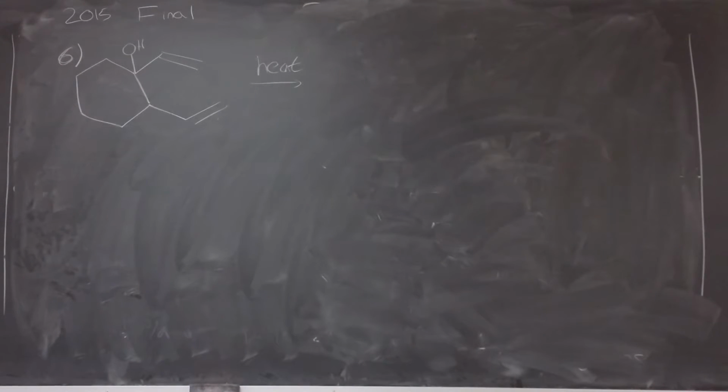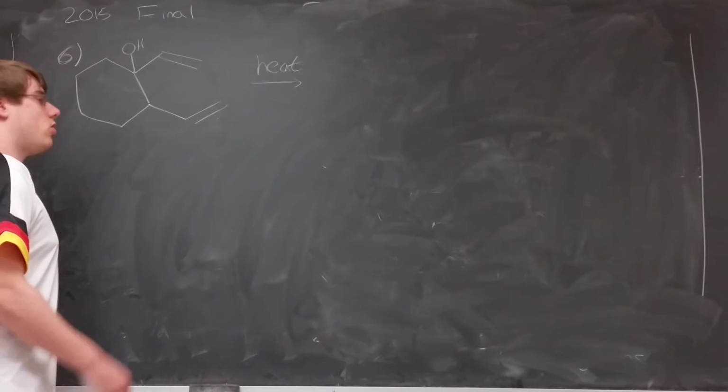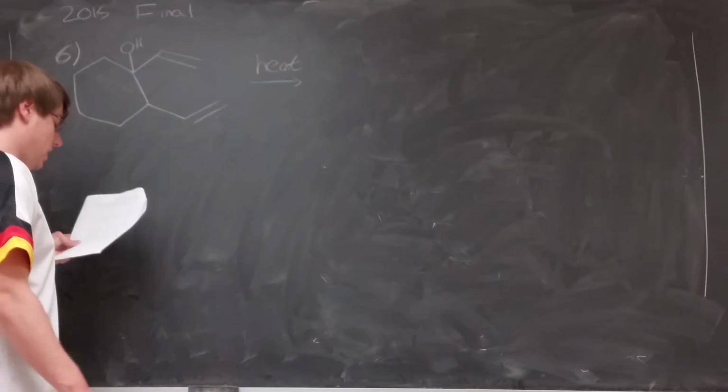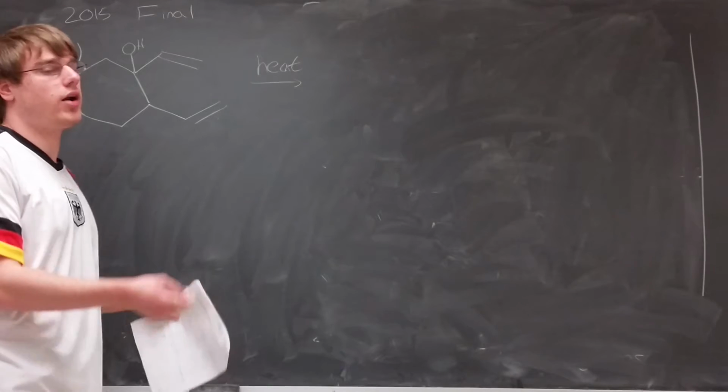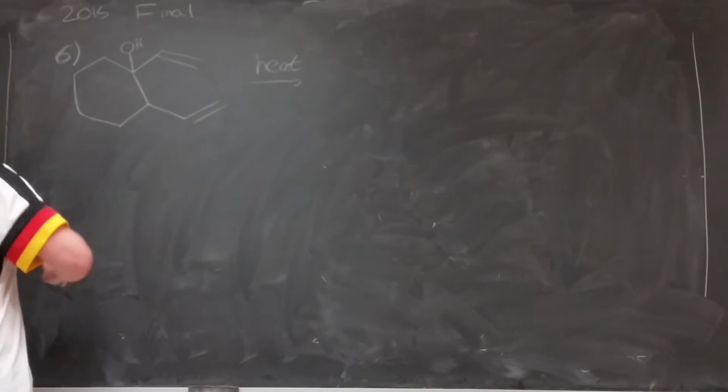Number 6 is a question on the Cope rearrangement, which you learned for the third exam. Now, how do we know it's a Cope rearrangement? Well, one, the question asks, what is the product of the following Cope rearrangement? But also, what if they didn't say that?